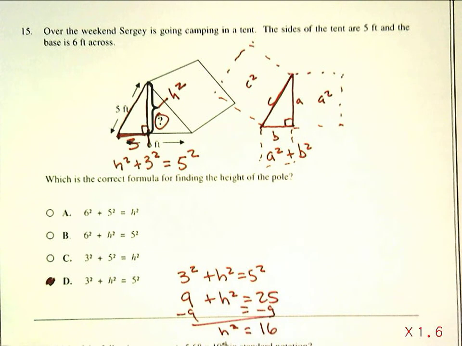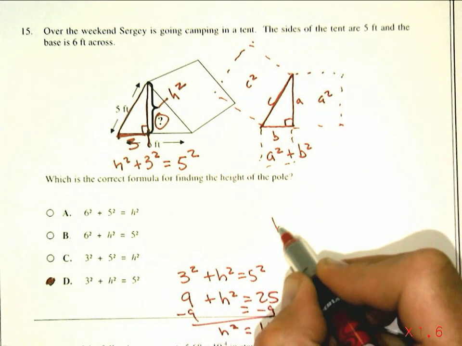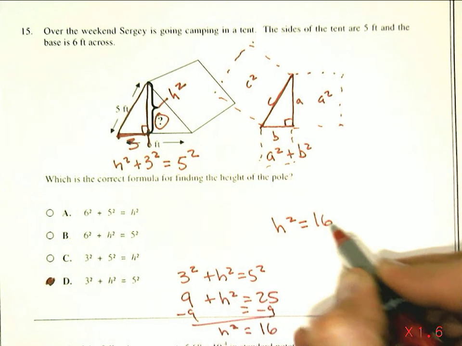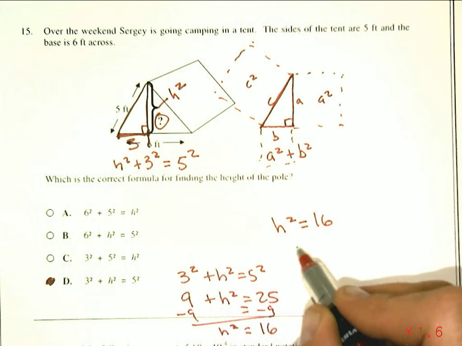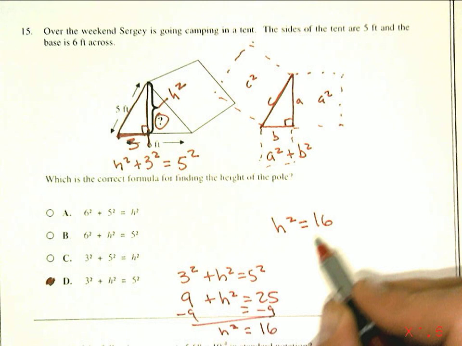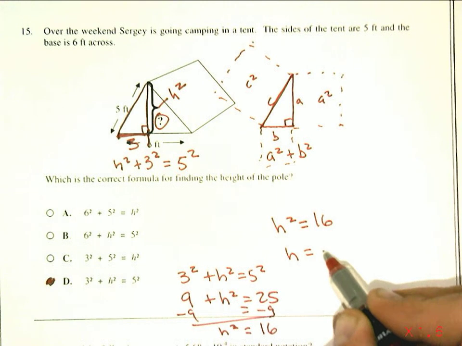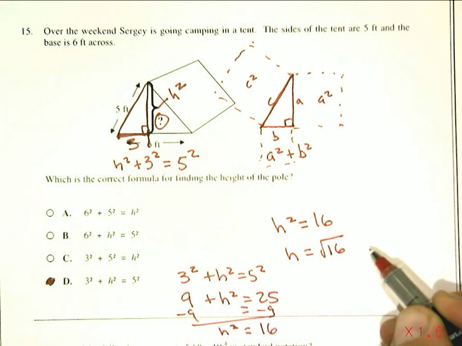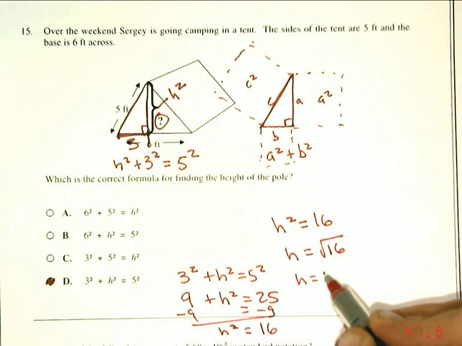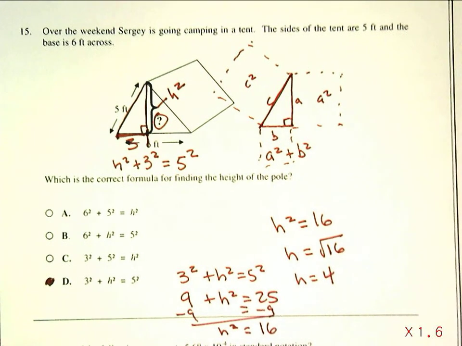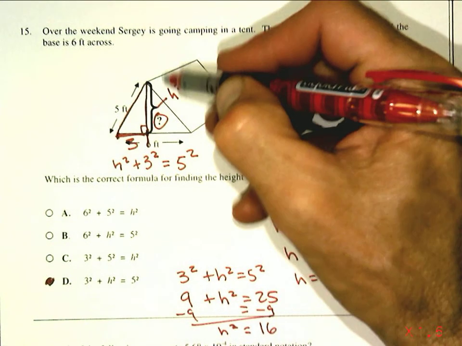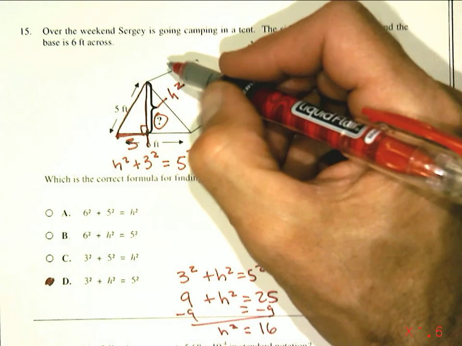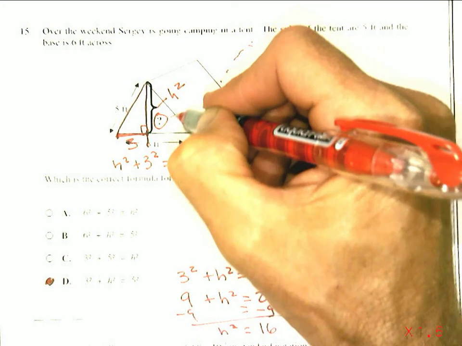Which means that H squared is 16. So if H squared is 16, then H is the square root of 16, or H equals 4. So if I actually wanted to solve that problem, the height of this tent, the H missing part, is actually equal to 4.